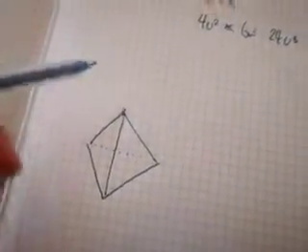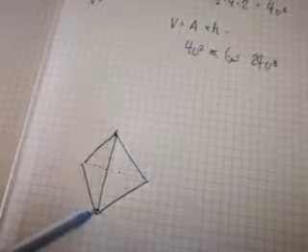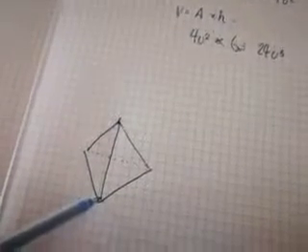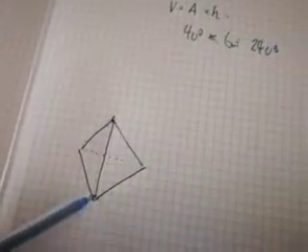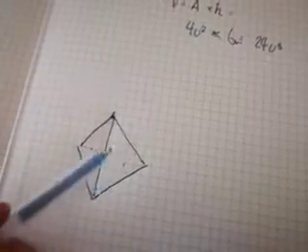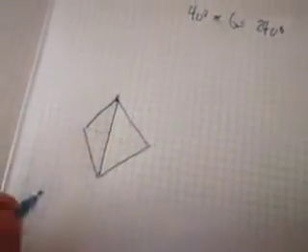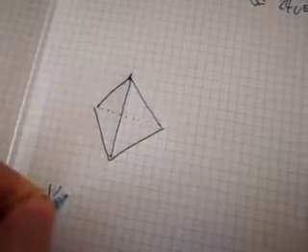Okay, now this one is a little bit more difficult. This is a triangular pyramid. Okay, so it's a triangular pyramid. So now, how do we find the volume of that?